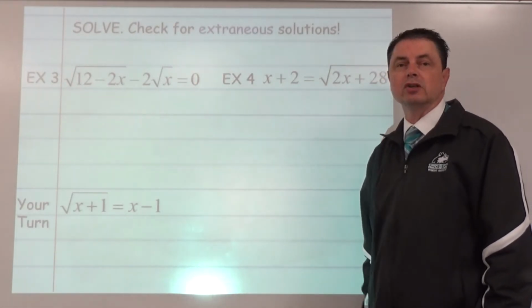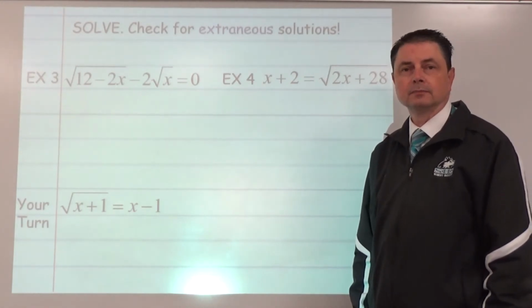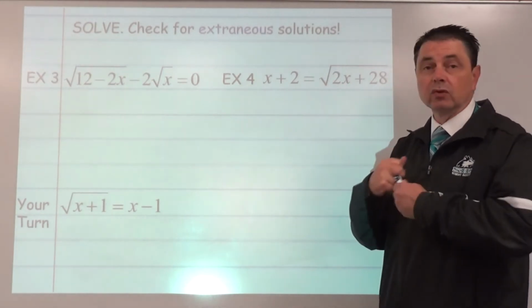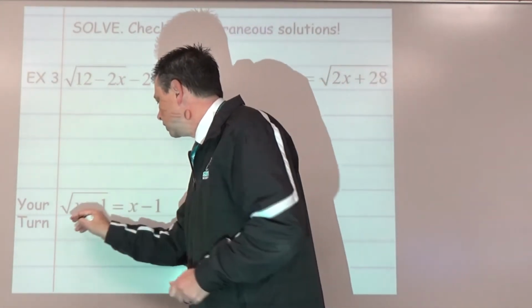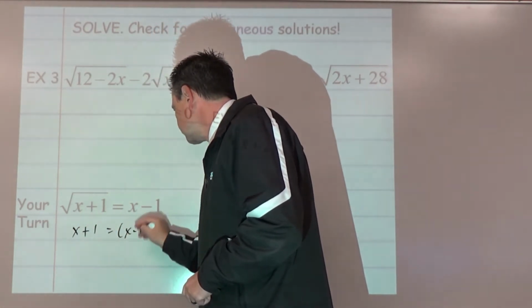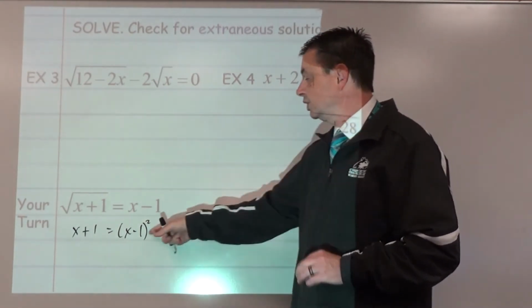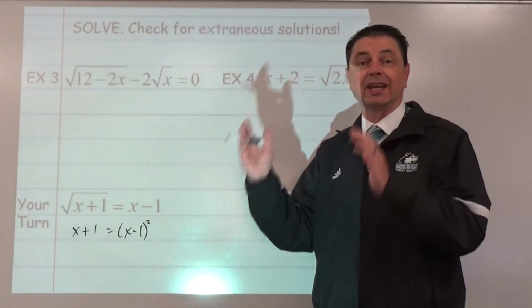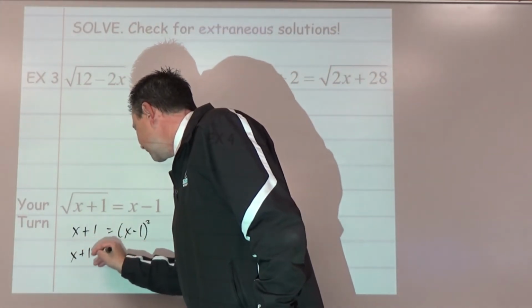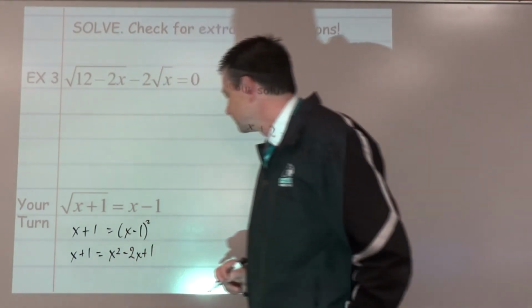It is now your turn, so go ahead and pause here while you work through that problem. So the square root is isolated. We would square both sides. I'm not going to show the side work on this one, but when you do square x minus 1, meaning x minus 1 times another x minus 1, you should get x squared minus 2x plus 1.